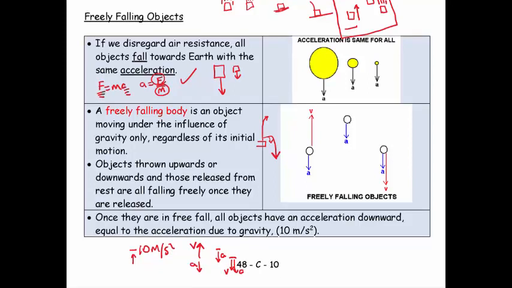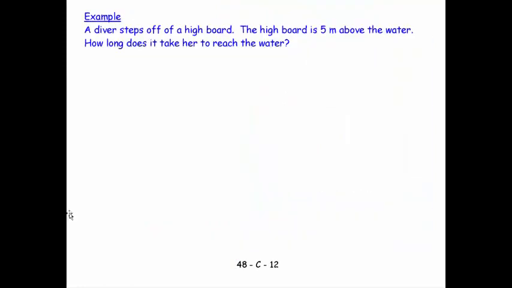So let's try one of these. What you notice is that the question tells you a lot less. It's got fewer words in it. A diver steps off a diving board. The board is 5 meters above the water, so that distance from there to there is 5 meters. And the diver steps off the diving board. The diver has 3 choices. The diver can jump upwards, the diver can step off, or the diver can pull themselves physically downwards. And in this case, the diver has chosen to step off the diving board. How long does it take her to reach the water?